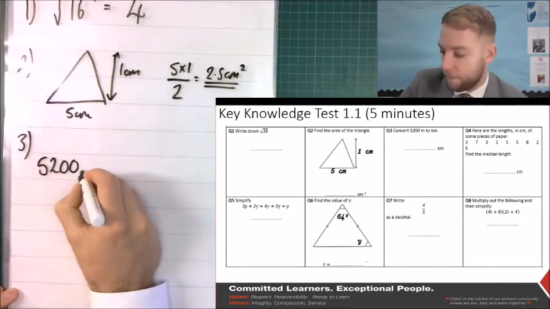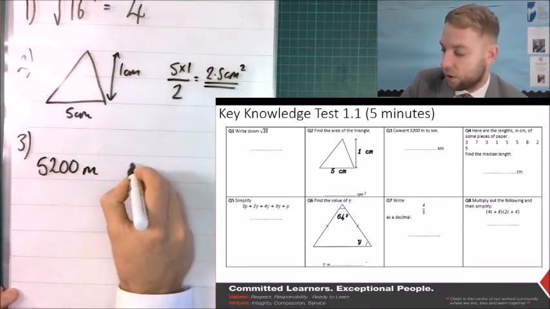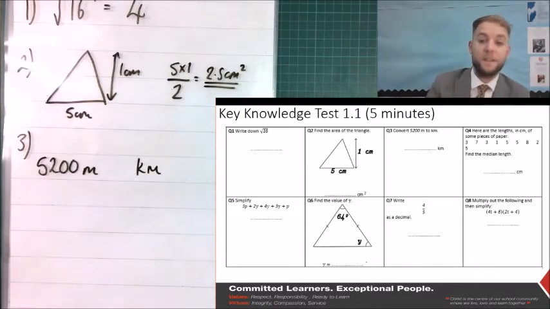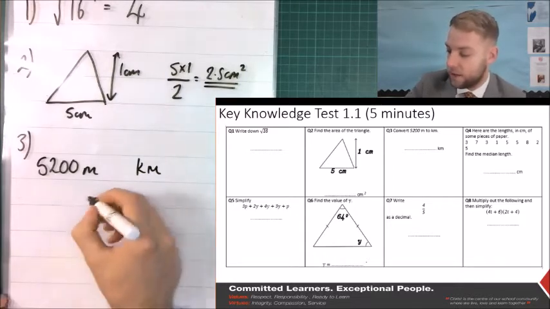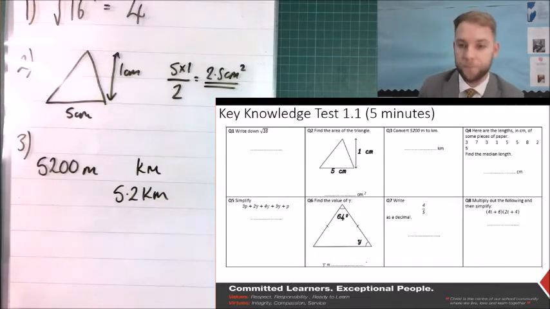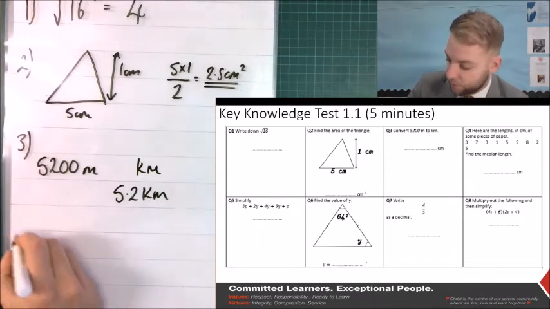Question 3, convert 5,200 meters into kilometers. Now there are 1,000 meters in a kilometer. So this one here is going to be equal to 5.2 kilometers, like so. Next one here, question 4.